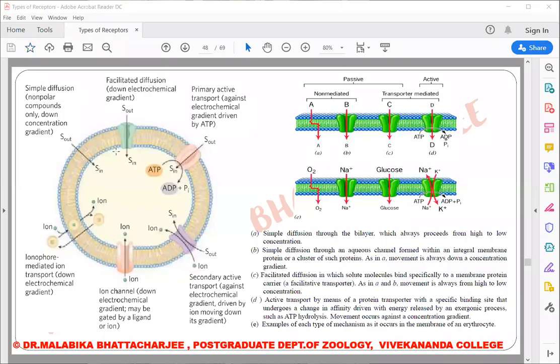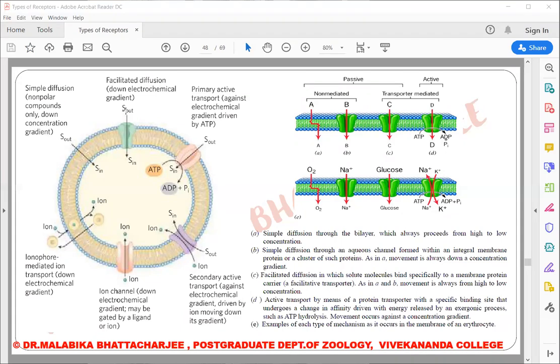So this is a continuation of the last day's class. In the last day's class, we had done the various transport mechanisms of the plasma membrane. And this is almost a recapitulation of the last day's class and a continuation of the same. So we did diffusion last day. Among diffusion, we did simple diffusion and facilitated diffusion.